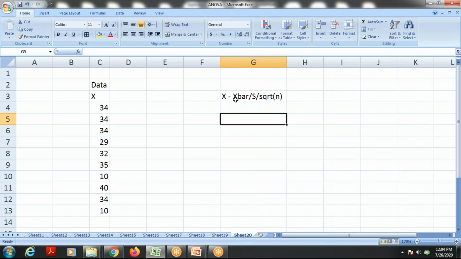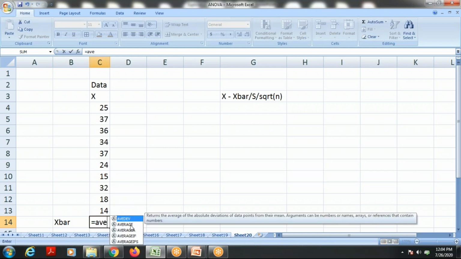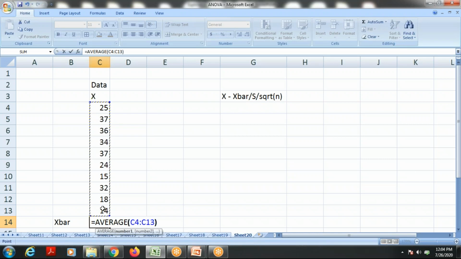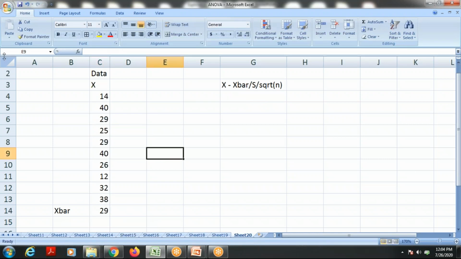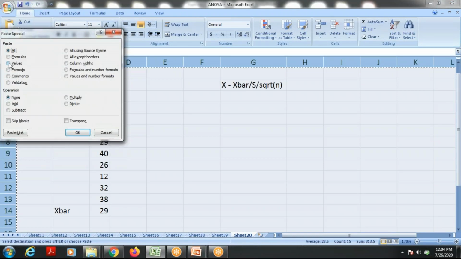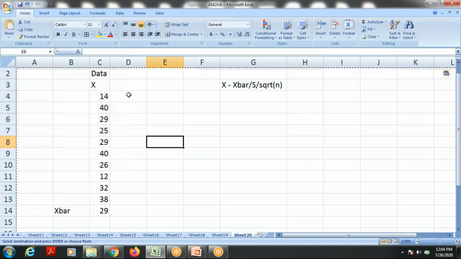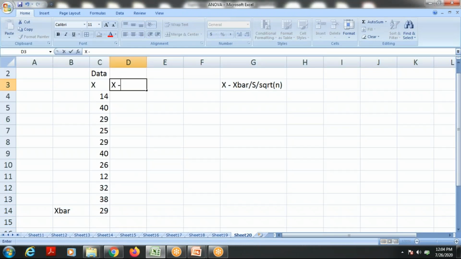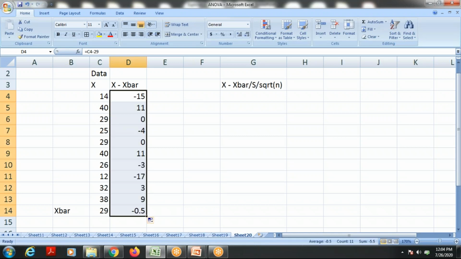So what is the meaning of X minus X bar? First of all, what is X bar? Let's calculate X bar here. Your X bar is going to be the average of this. Got it? Then we are saying X minus X bar, and it is going to be equal to 14 minus 29, the mean we just calculated. That's what X minus X bar is.